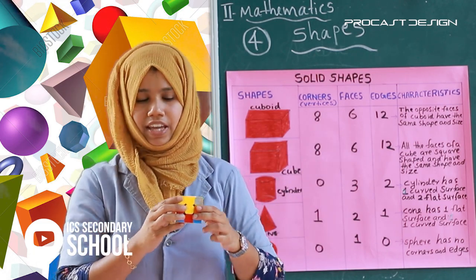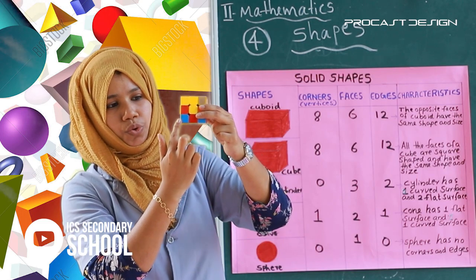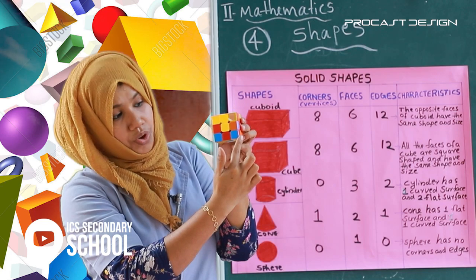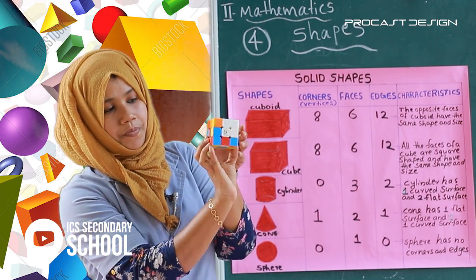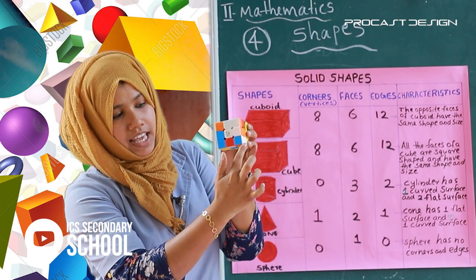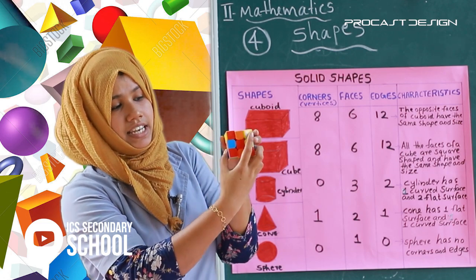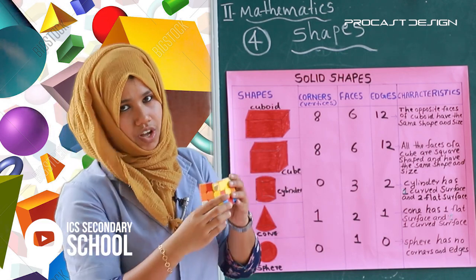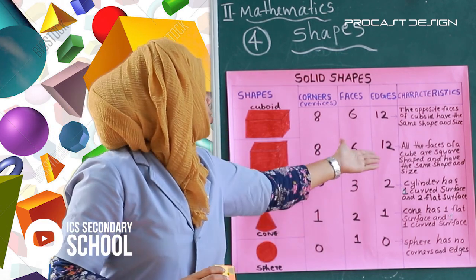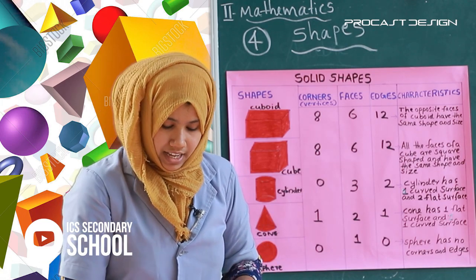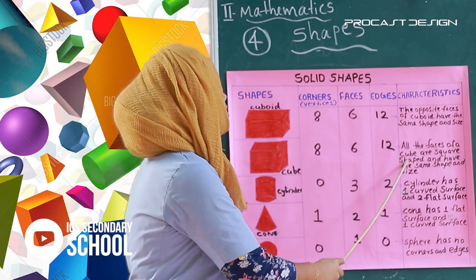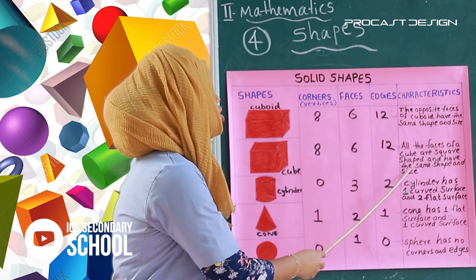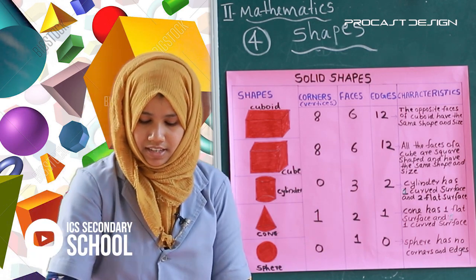Next one is edge. 12 edges. That is 1, 2, 3, 4, 5, 6, 7, 8, 9, 10, 11 and 12. How many edges? 12 edges. What is the characteristic? All the faces of a cube are square shaped and have the same shape and size.